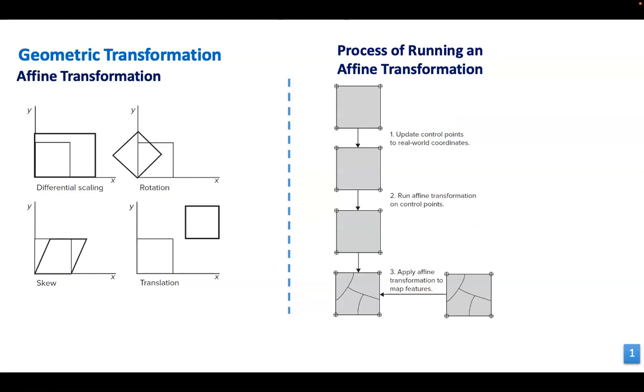Affine transformations involve differential scaling, rotation, skew, and translation. These are the four methods through which we can do affine transformation. So for affine transformation, update the control points to real-world coordinates, run the affine transformation on the control points, and apply the affine transformation to map features. This is the most commonly used transformation of images on a GIS platform.